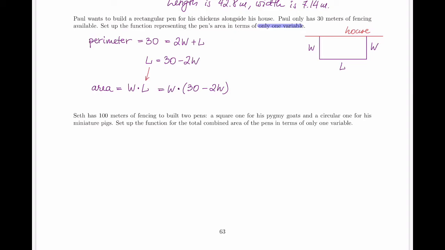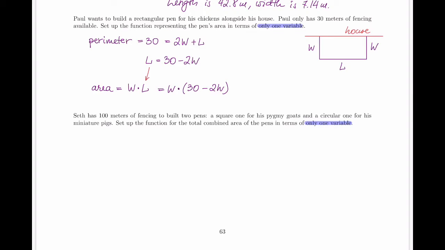Let's take a look at the next problem, which is again similar in nature, but builds up on the previous ideas we've just discussed. Seth has 100 meters of fencing to build 2 pens, a square one for his pygmy goats and a circular one for his miniature pigs. Set up a function for the total combined area in terms of one variable only, right? So notice this constraint again, that your final answer has to be in terms of only one variable.